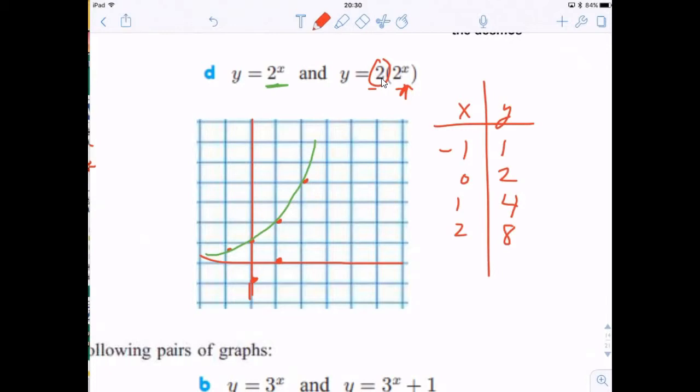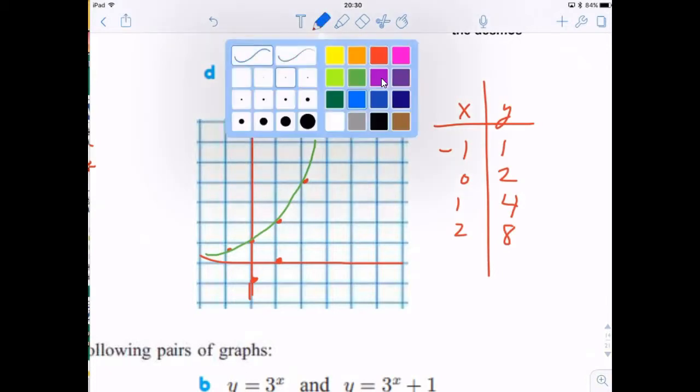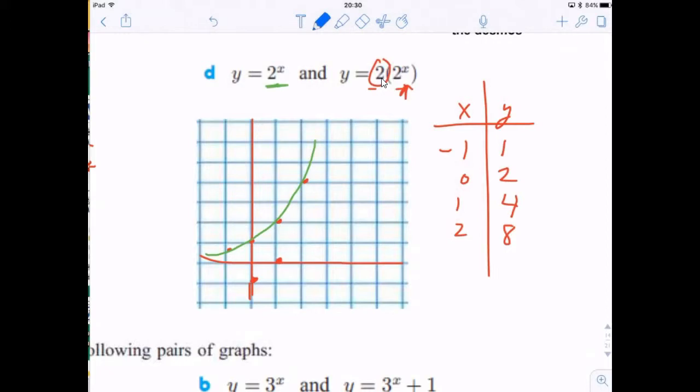So we got -1, I'll do these in blue, -1, 1, it would be here actually. 0, 2, it would be here. 1, 4, it would be here. 2, 8, it would be about here.